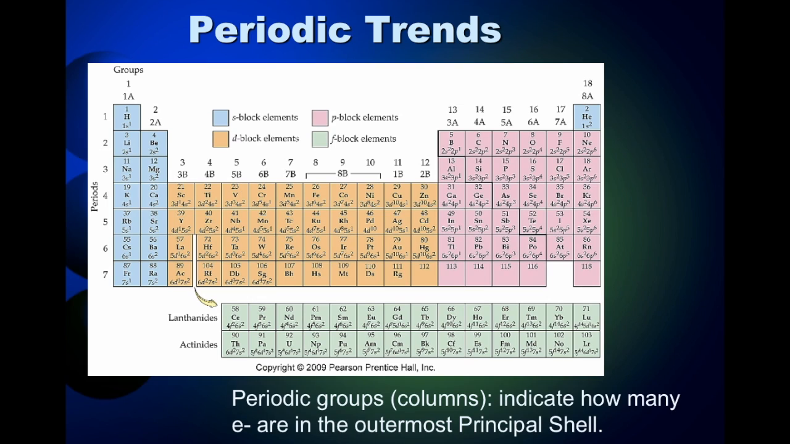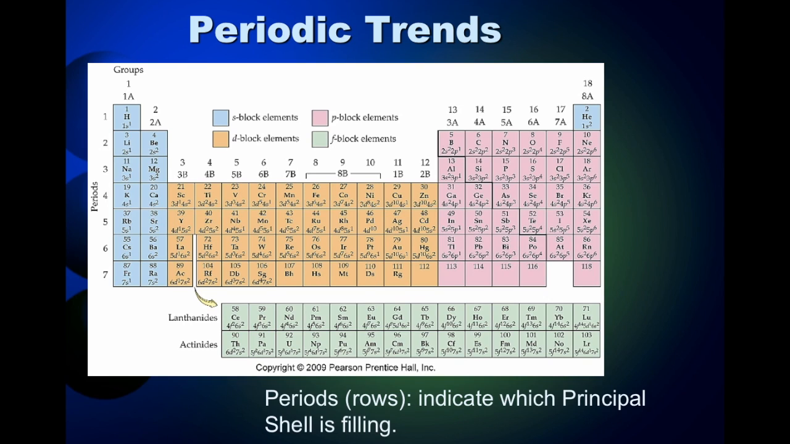So this is not including the d block. This is just the s and p, which behave a little bit more nicely than the d. The d filling is a little bit more complicated. With s and p, it's more straightforward, so it's easier to predict how main group elements are going to act. All right, so the groups show how many electrons are in the outermost shell.